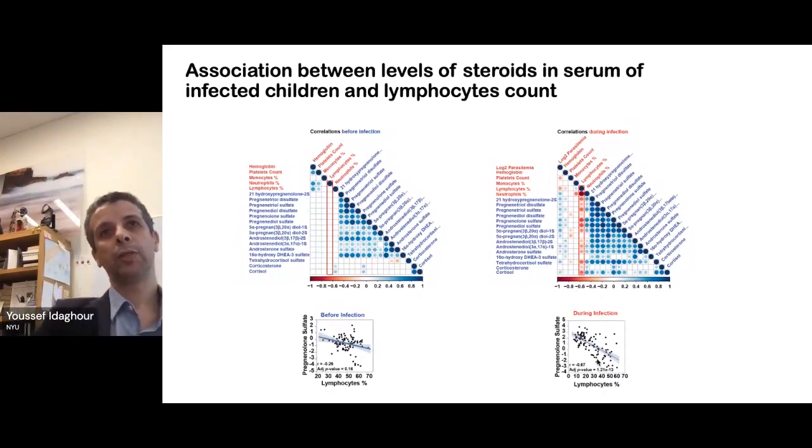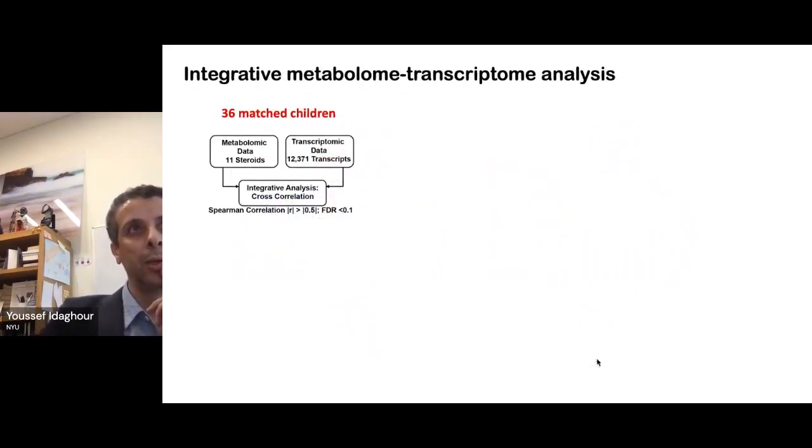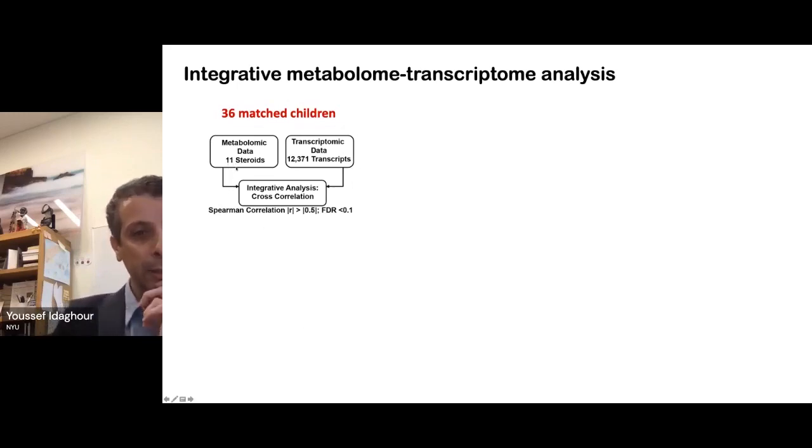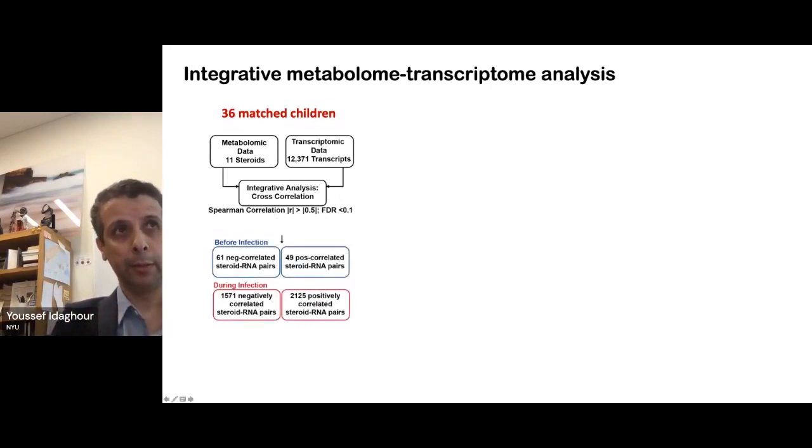So to be able to gain more functional insight about this hypothesis, we decided to go back to our transcriptomic data, and we focused on 36 children, and we did integrative analysis of metabolomic and transcriptomic data. We looked specifically at those 11 steroids, and we cross-correlated them with over 12,000 transcripts. And we focus on the pairs of metabolites and steroids and RNAs that are significant. So we've done this in both data sets, before infection and during infection. And interestingly, before infection, we don't detect a lot of significant correlations. As you can see here, 61 and 49, either negative or positive correlation. But during infection, this number increases to over 1,500 negatively correlated pairs and over 2,000 positively correlated steroid RNA pairs.